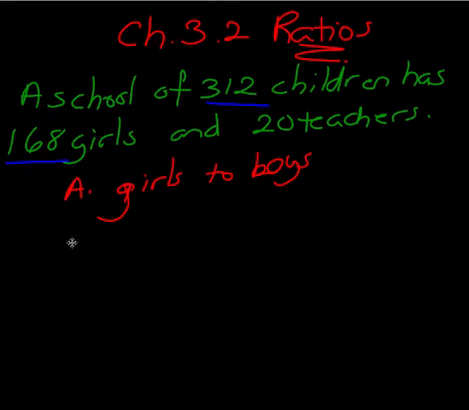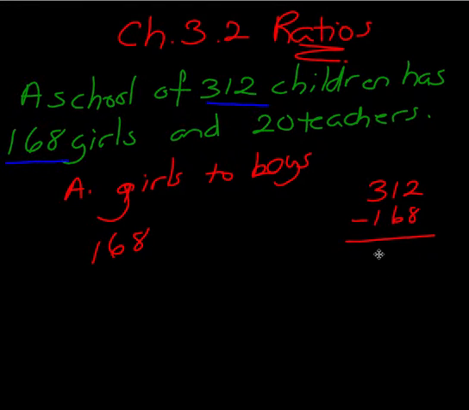Now, here's what we need to do. So how many girls do we have? We have 168 girls. Okay? Now, here's the question. How many boys do we have? And how are we going to figure that out? Well, the problem tells me what to do. This problem tells me that I have 312 students, 168 are girls. So if I take my total number of students, 312, and I subtract my number of girls, that means I'll get my number of boys. Go ahead and work that out.